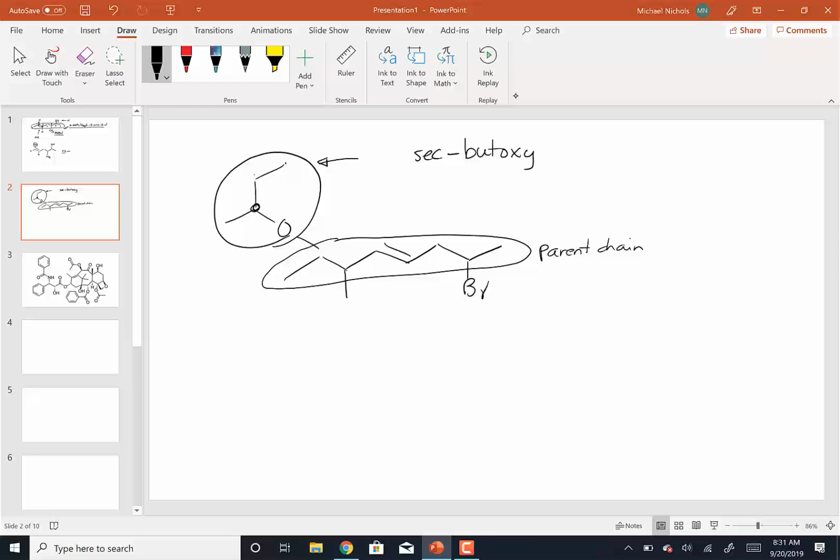Now for sec-butoxy, how am I alphabetizing? I'm alphabetizing on what letter? B. I'm alphabetizing on B. Why? Because whenever it's a hyphenated name, we ignore what's before the hyphen. What are hyphenated names? Tert, sec. If it's iso, it's all one word, which means you alphabetize on the first letter.